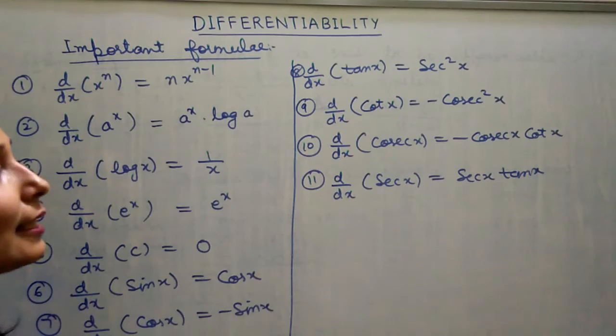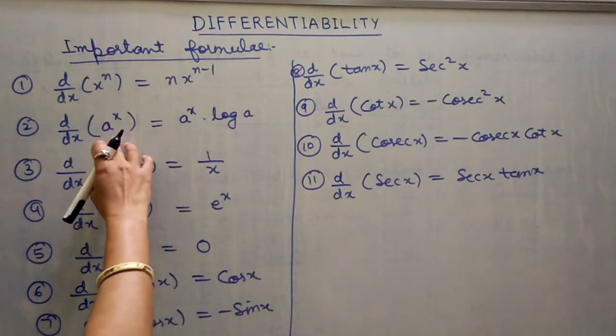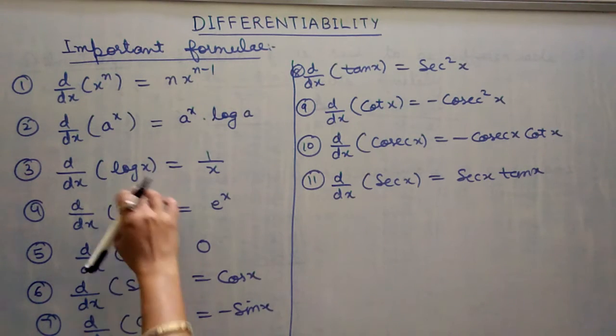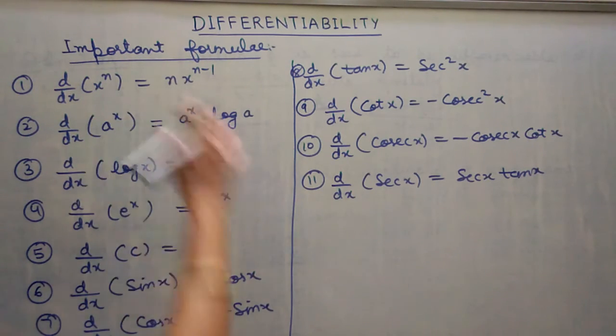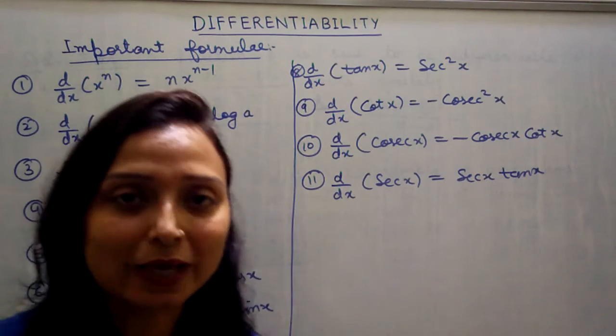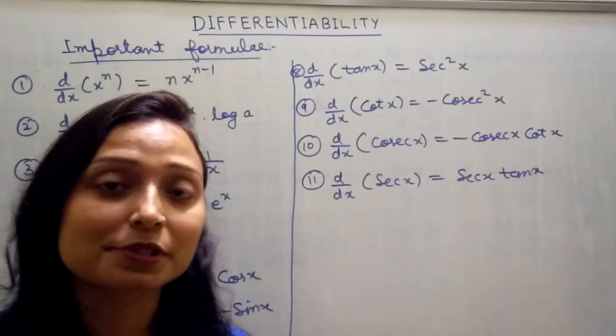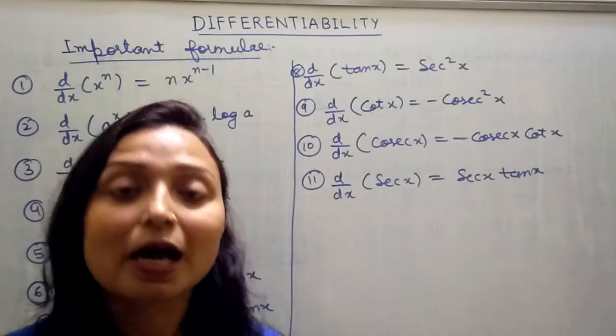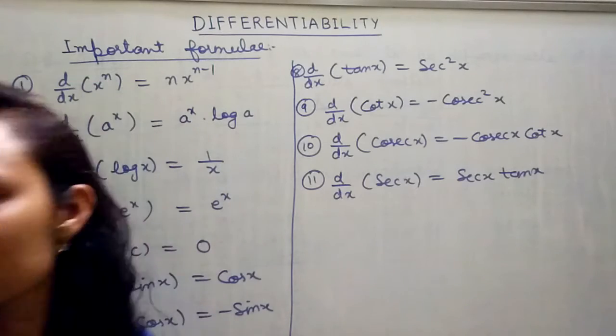Okay. Now these are the trigonometric formulas. These are exponential functions, logarithm function, constant and so on. Now in class 12 we have one more type of function, that is inverse trigonometric function. I will write the formulas of that function also.